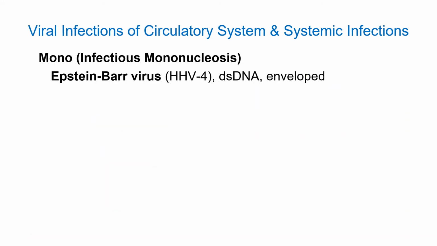So there's a viral infection of the circulatory system that's very important. This is the one that causes mono or infectious mononucleosis. This is the Epstein-Barr virus. So again, this is a human herpes virus. So this is a lifelong infection, although people usually only get it once.